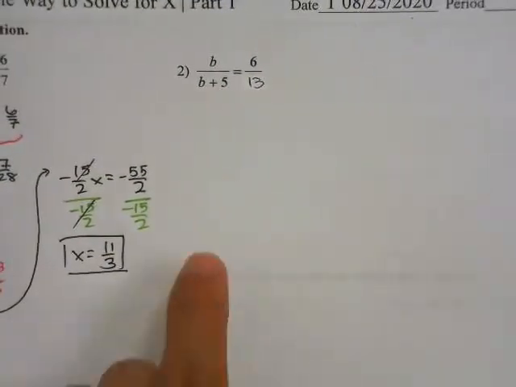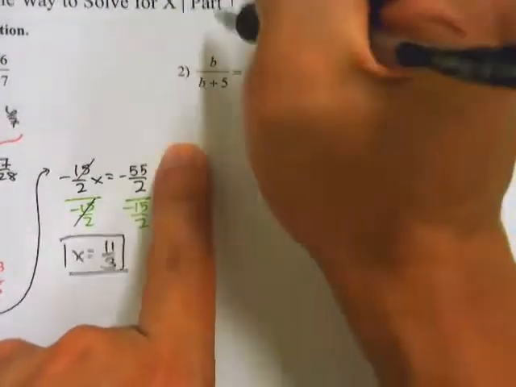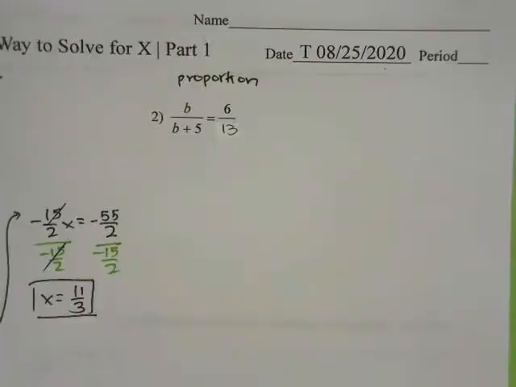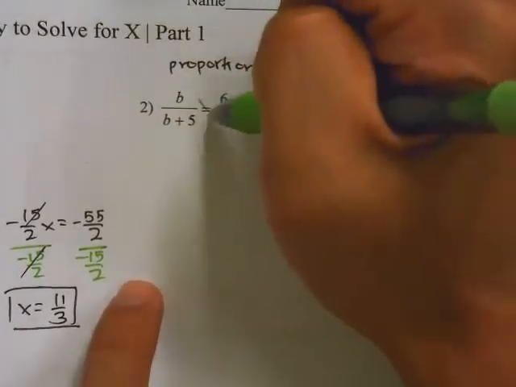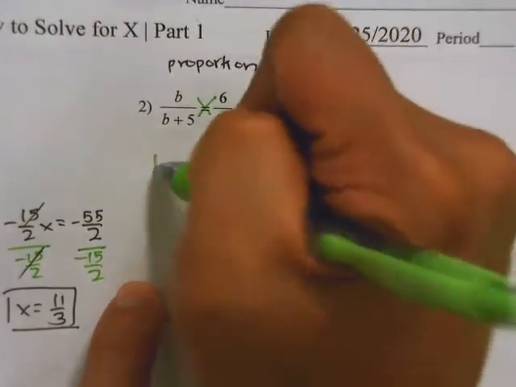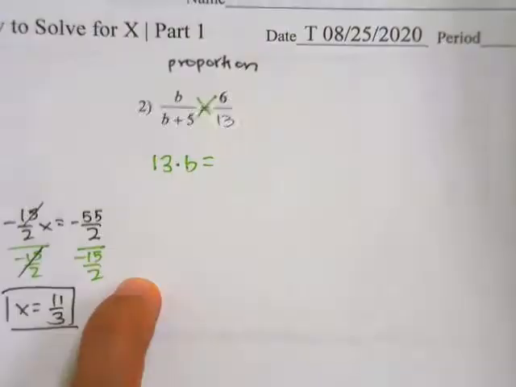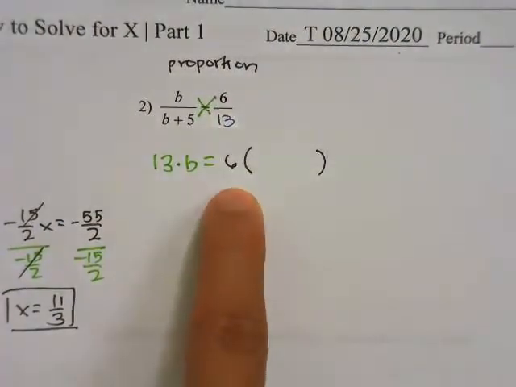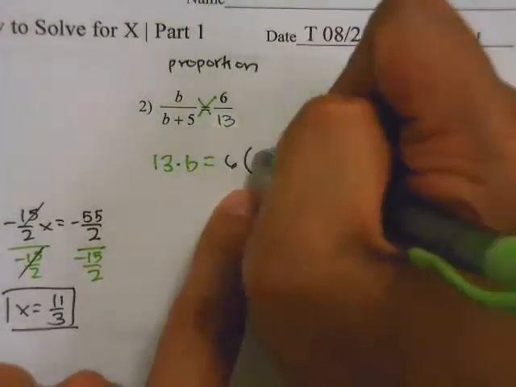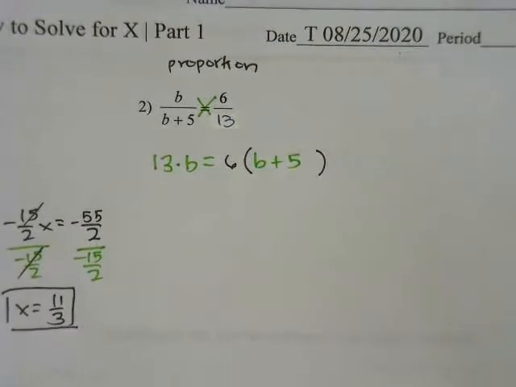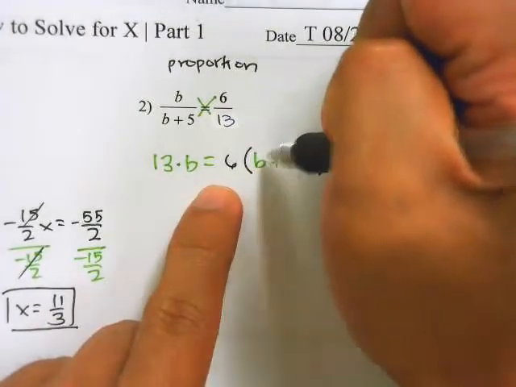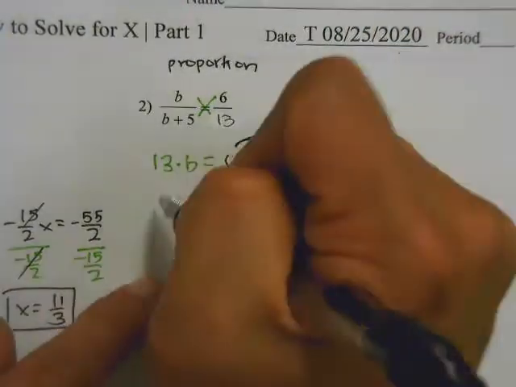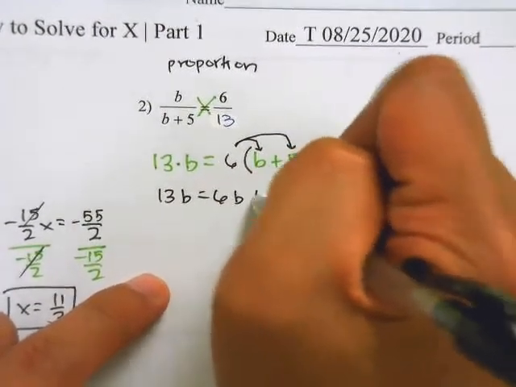Number 2. Okay, when you have two fractions equal to each other, this is called a proportion. So to solve proportions, one of the better ways to do this is what's called cross multiply. So we're going to cross multiply like this and this. So we're going to go 13 times b is equal to, I'm going to put the 6 first, and then if you have more than one term, please put parentheses. So what I mean by this is 6 parentheses, then you put the b plus 5 inside. The reason for that is you're multiplying not only the b, but you're also multiplying the 5 as well when you do the distribution. So 13b is equal to 6b plus 30.